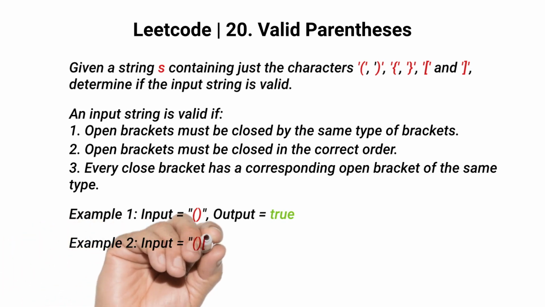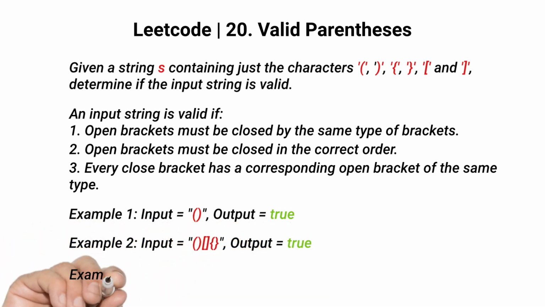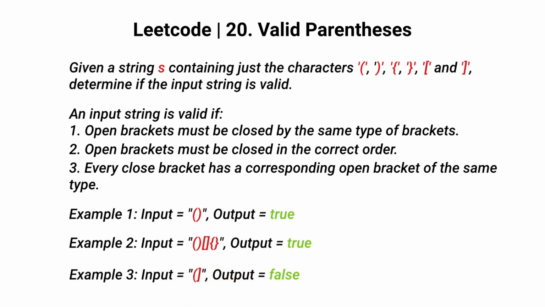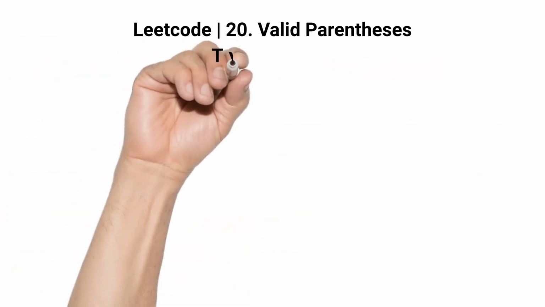Example 1, we can see that the output is true. Example 2, we can see the output is true. And example 3, we can see the output is false, because we don't have corresponding open and closing brackets, and the brackets do not correspond to the same type.